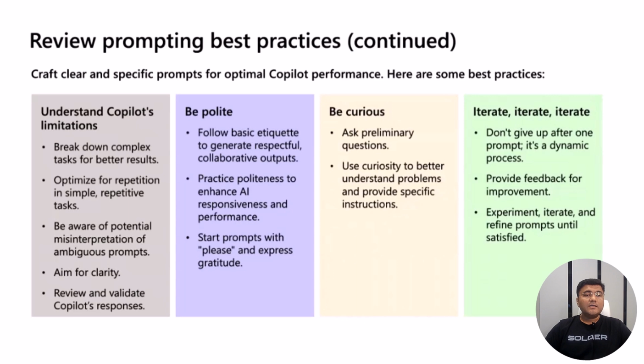Next, understand Copilot's limitations. It can hallucinate, and it may be biased, so you have to take care with that. Optimize for repetition if it is a simple repetitive task. Also break down complex tasks for better results. Just break them down into multiple tasks and steps.